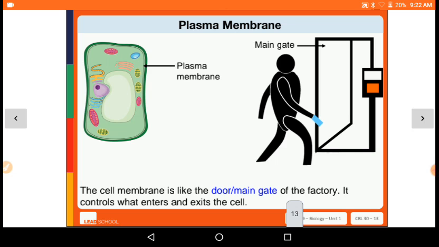Now the plasma membrane is a membrane which allows some particles or some synthesis material to go inside and out of the cell. So the cell membrane is like the main door or main gate of the factory. It controls what enters and exits the cell.